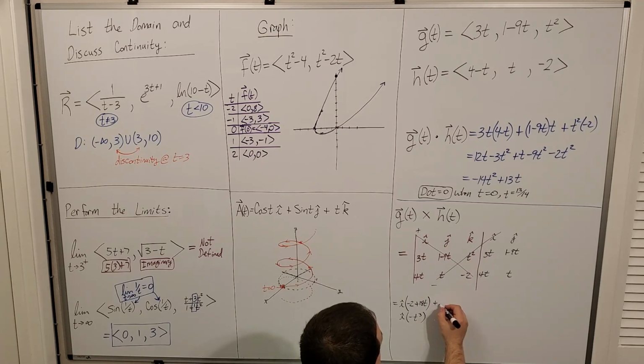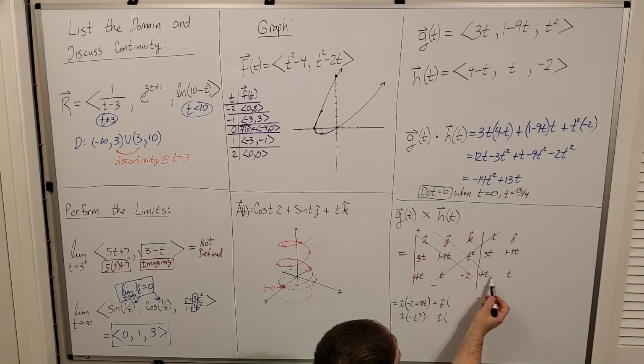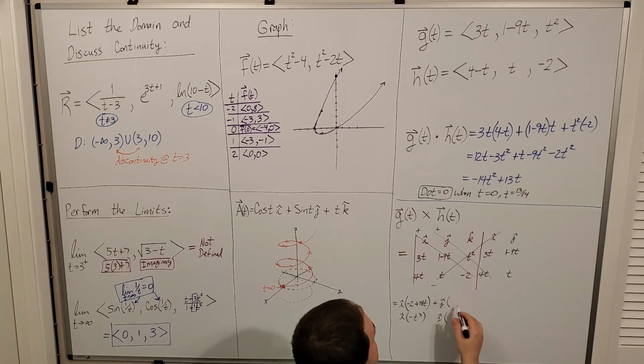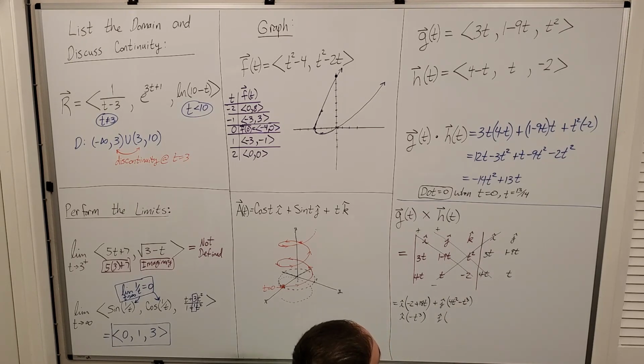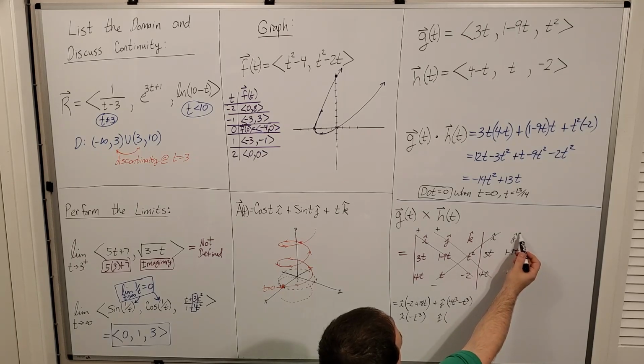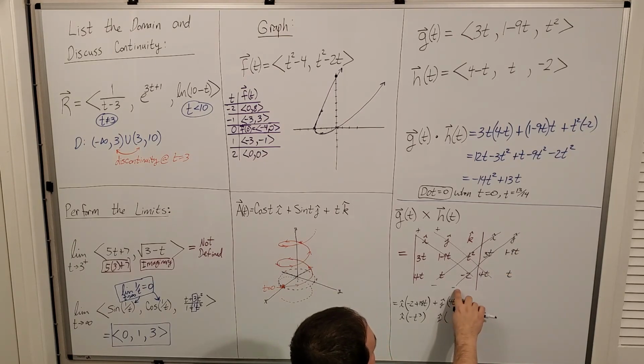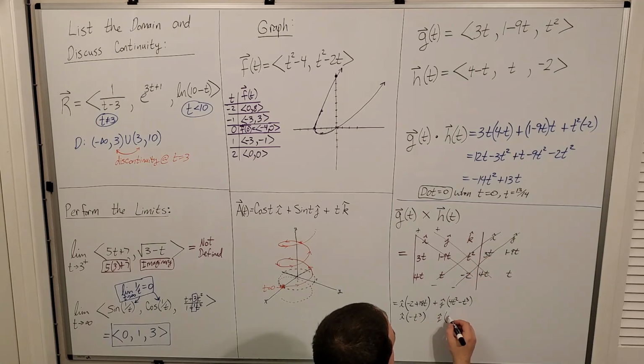Okay, plus j. I've got my two j's, right? The first one's a positive line. I have t squared times 4 minus t. So that's 4t squared minus t cubed. And then the negative j line is right here. Negative negative 2 is 2, times 3t is 6t.